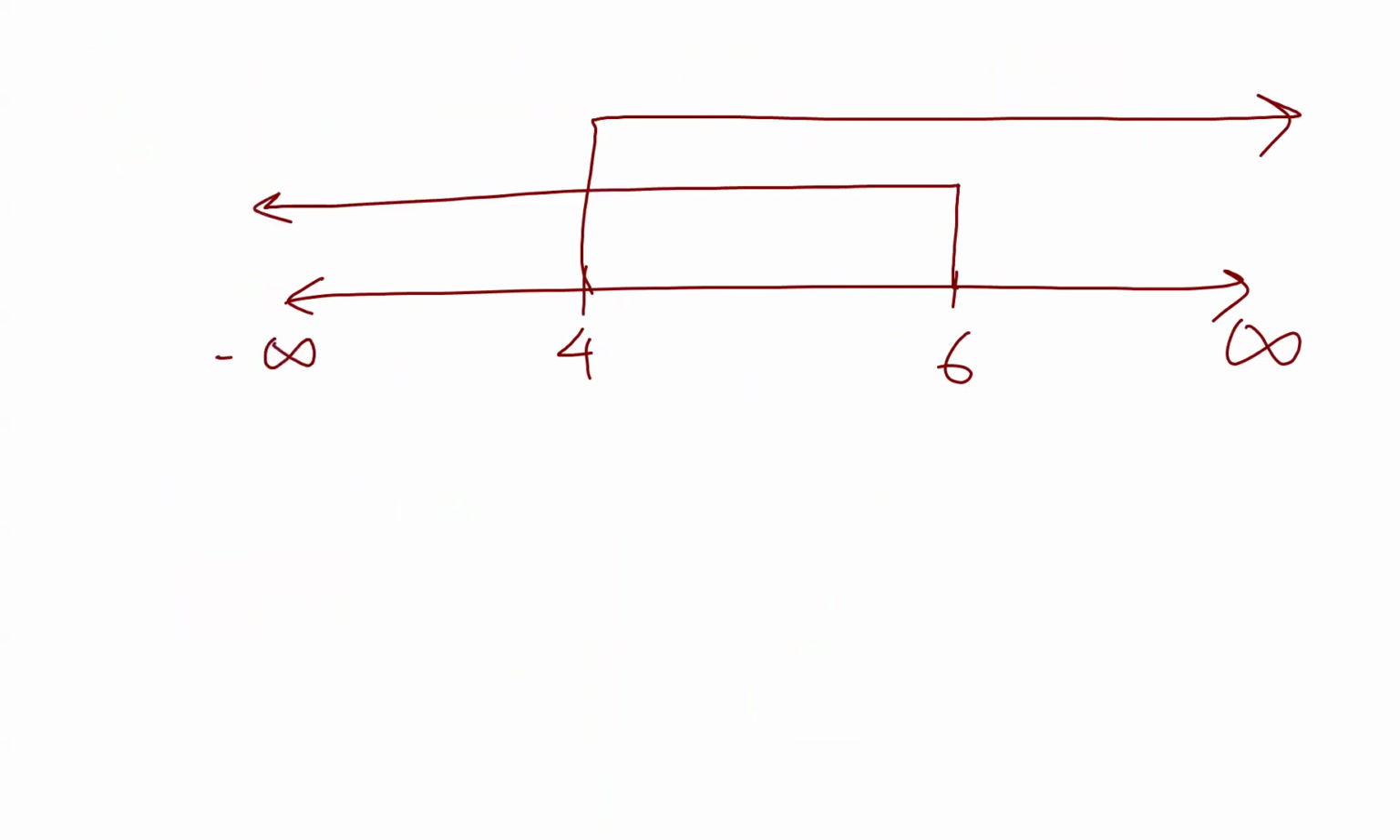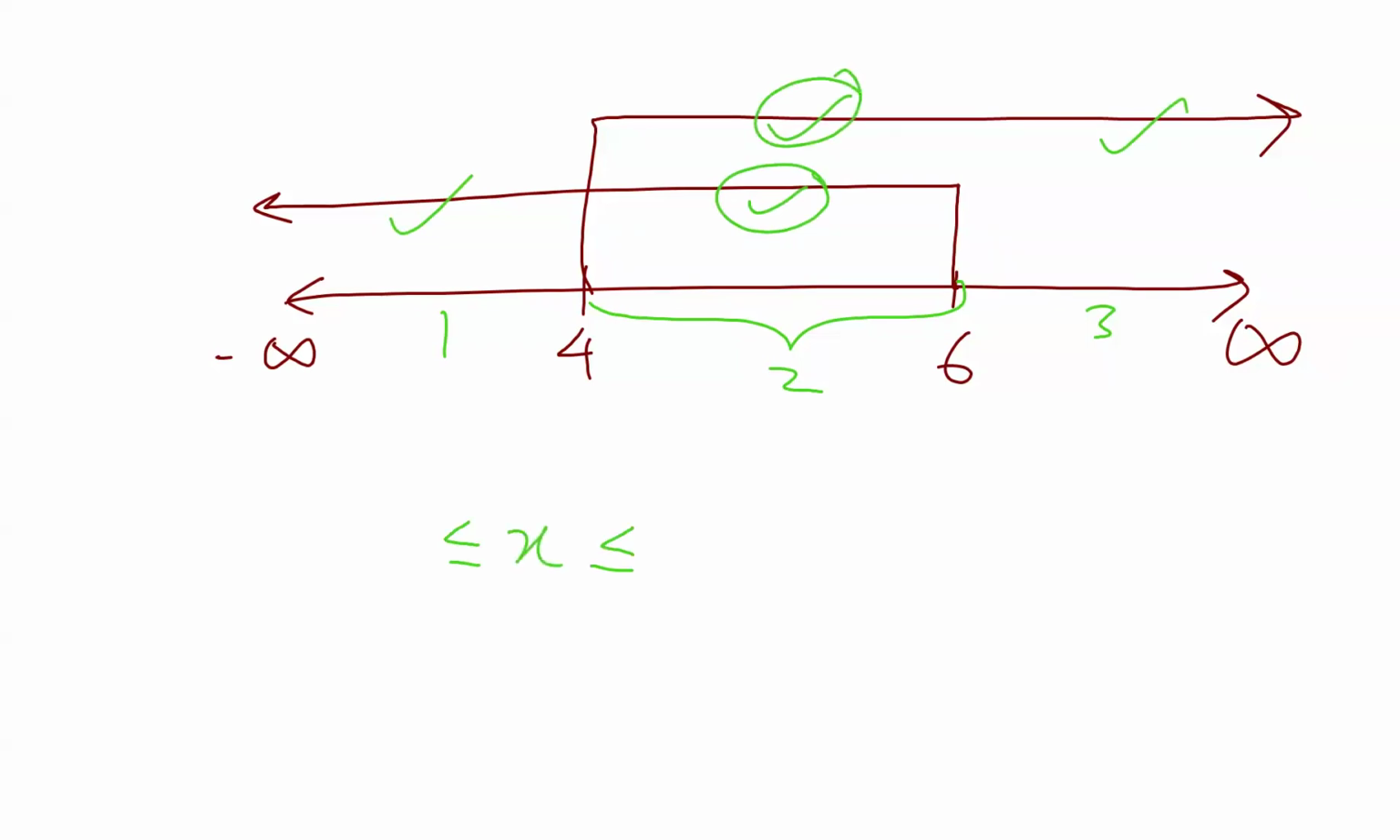Now what is the common region over here? See, this is region number 1, this is region number 2, and this is region number 3. Above region number 2, there are two lines, which means both the conditions are satisfied over here. Above region number 1 there is only one line, and above region number 3 also there is one line, which means only one condition is satisfied. So x will lie between 4 and 6.